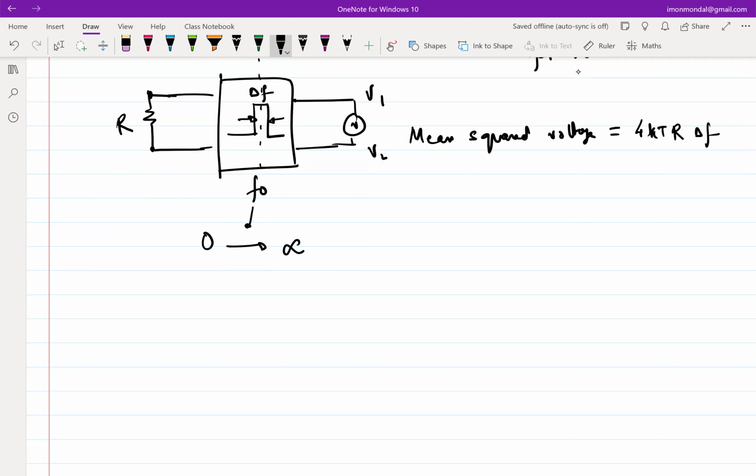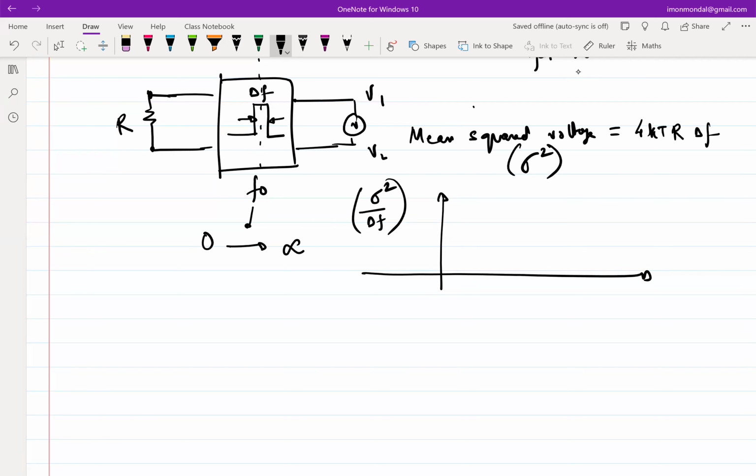What should I observe? If I graph this, and let's say I graph mean squared. So let's say this is sigma. Instead of writing mean squared every time, I write sigma squared. So I write sigma squared by delta F, and I keep on varying F naught. So this is F naught. What should I observe? I'll observe something which is constant, does not vary with frequency. It's flat, right? The value is 4kTR.